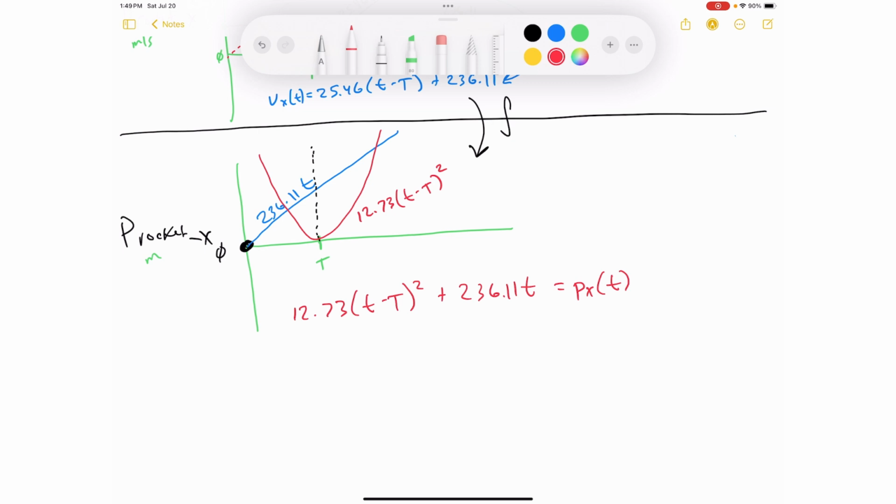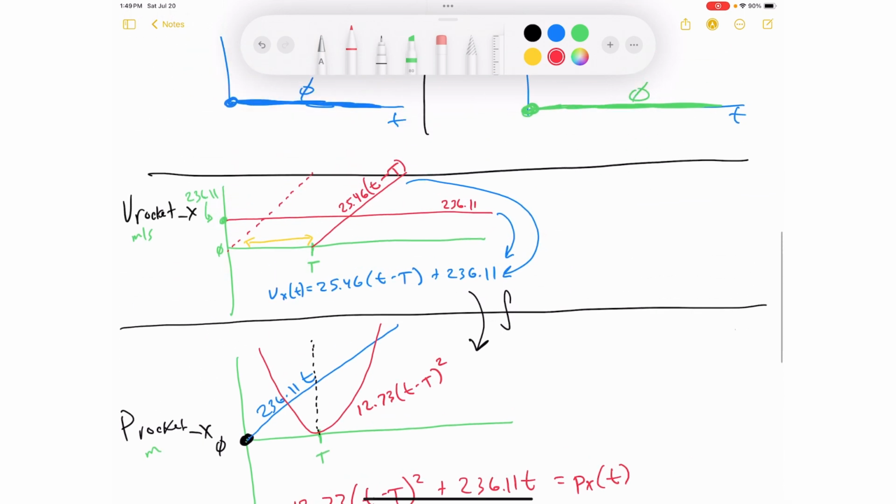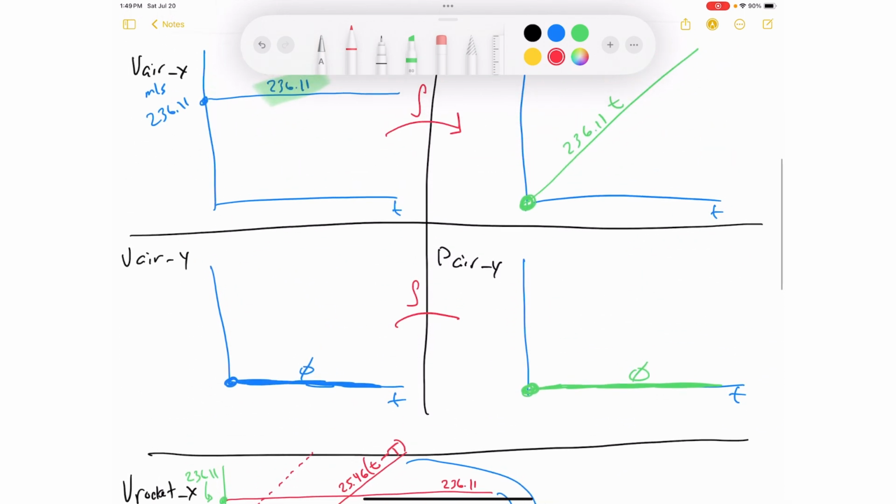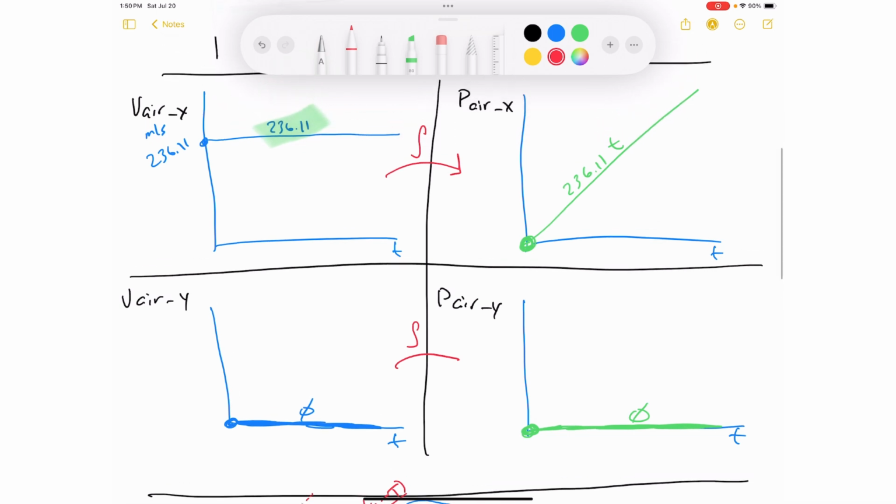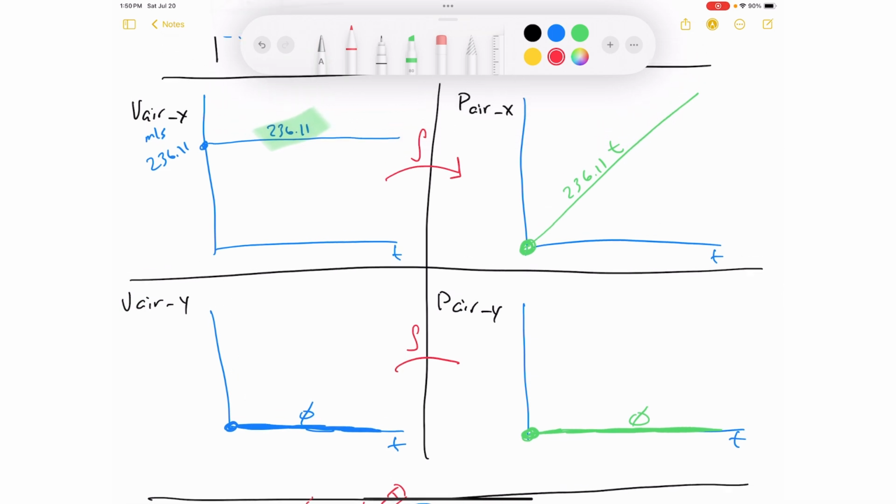Great. And so that's actually what I want. At the end of the day, I'm looking for the position functions, the position in x and the position in y, and I need that for both the airplane and the rocket. So I actually have the airplane already. Remember, the airplane was up here. What does its position in x look like? It's 236.11 t, right?